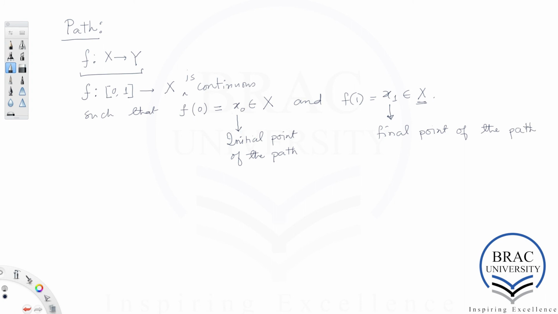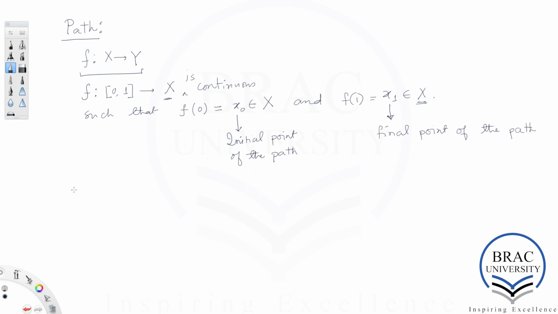So a path in the topological space X is a continuous map from the closed interval 0, 1 to the topological space X such that f of 0 is equal to x0 and f of 1 is x1. x0 is called the initial point of the path and x1 is called the final point of the path.